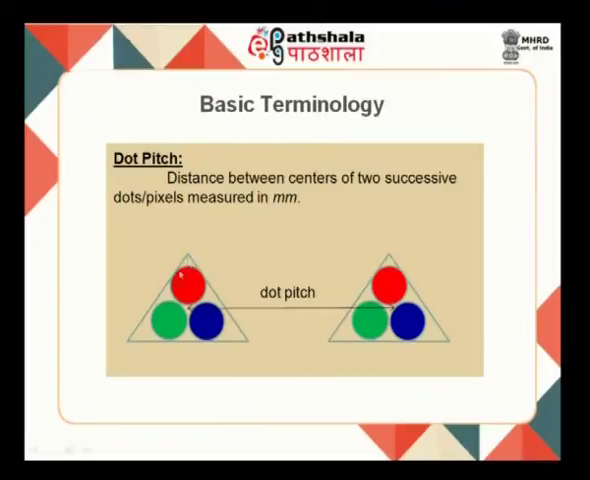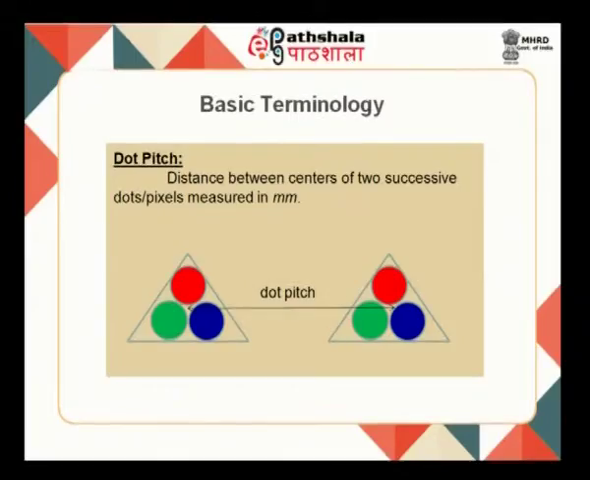A color pixel is positioned in the shape of a triangle, and here you have the red dot, the green dot and the blue dot. These three are positioned in the shape of a triangle, and the distance between the centers of two successive dots is called the dot pitch. So, the smaller the dot pitch, the better the resolution. The higher the dot pitch, the poorer the resolution. So, that is a straightforward relationship between the two.